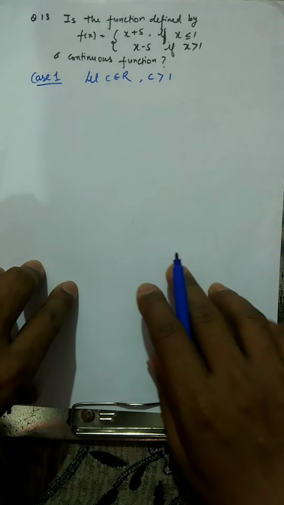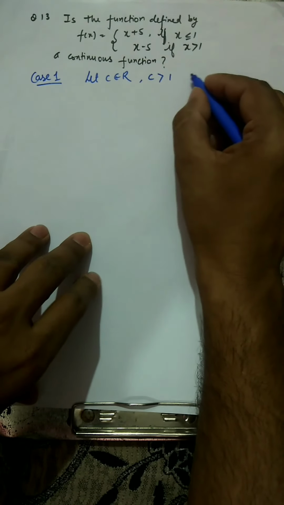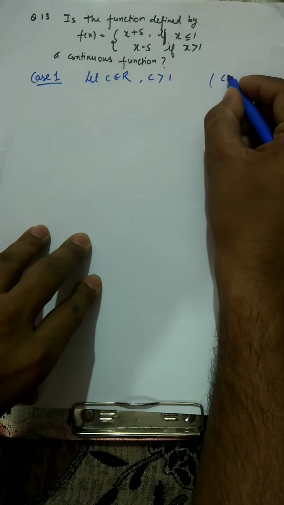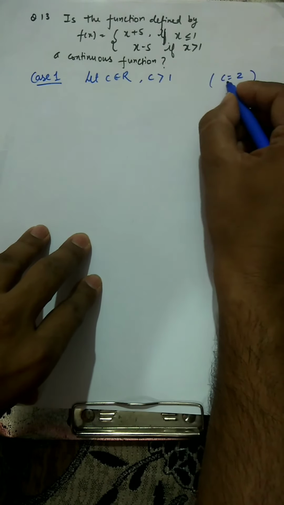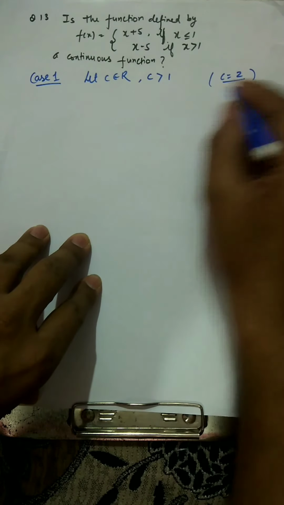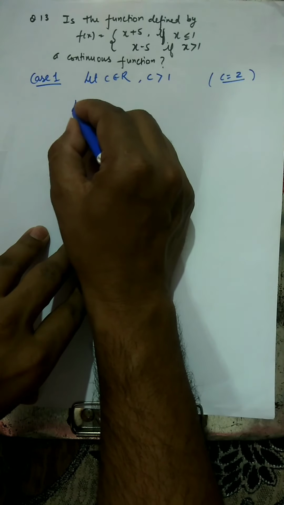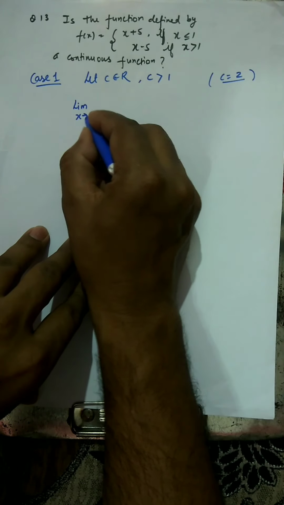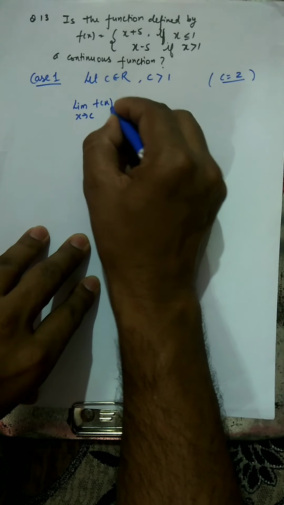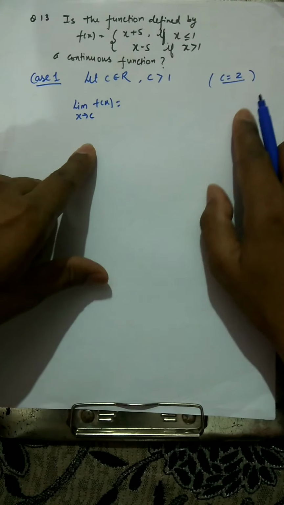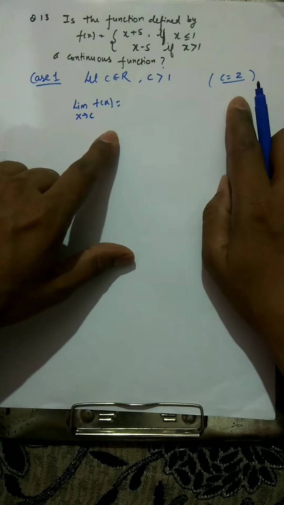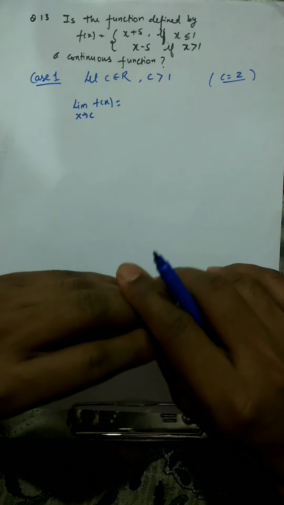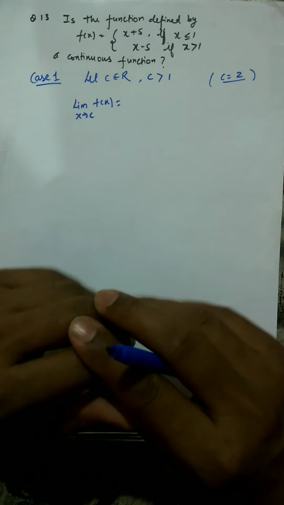So as I discussed earlier, for c greater than 1, for the time being you can take an example that c equal to 2, the value greater than 1, you can assume that c equals 2, and now you start with the left hand limit. You take directly the limit x tends to c of f(x). For the time being you take c as 2. It could be any value, but you can take it as 2.